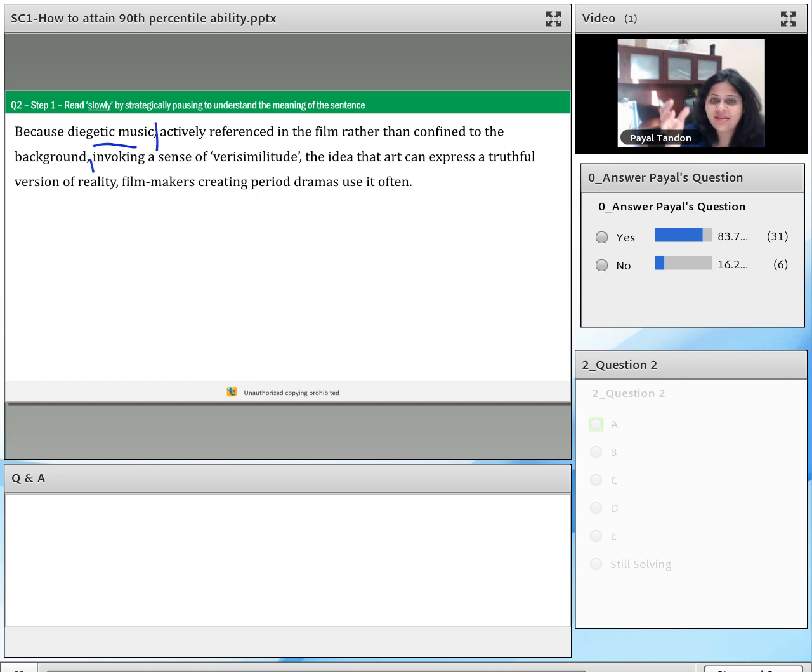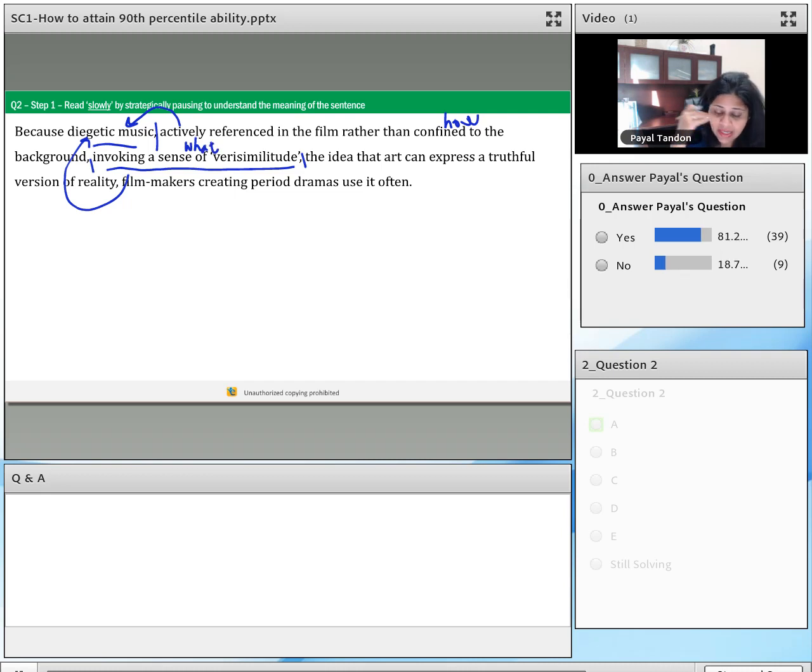So diegetic music is actively used in the film rather than simply being there in the background. So it's providing description of diegetic music, description in the sense how is it used. Okay, so how part of it. How is it used? Okay. Invoking a sense of verisimilitude. What does verisimilitude mean? I don't know. Okay. But invoking a sense of verisimilitude, what does that talk about? Who invokes or what invokes the sense of verisimilitude? Clearly, the diegetic music. Okay, diegetic music invokes a sense of verisimilitude. This part is again describing diegetic music. It's telling what it does. Okay, it's telling what it does.